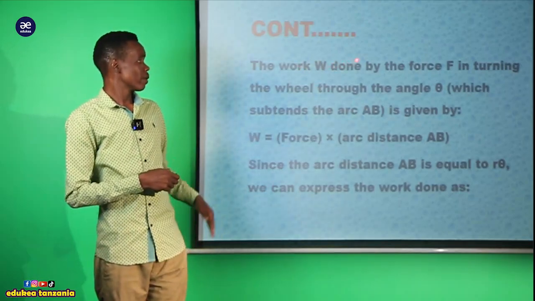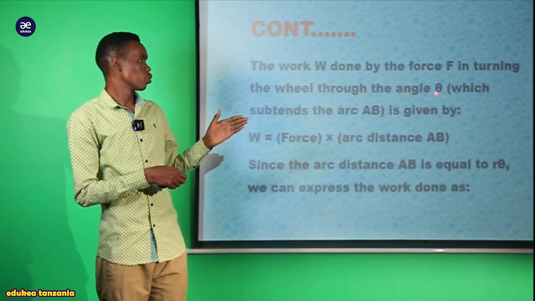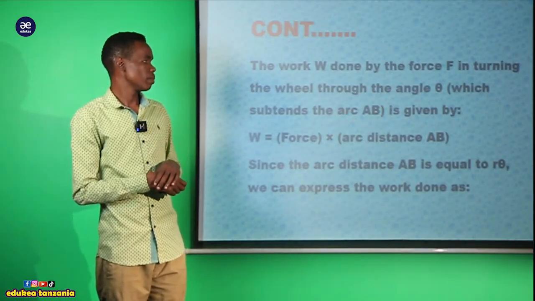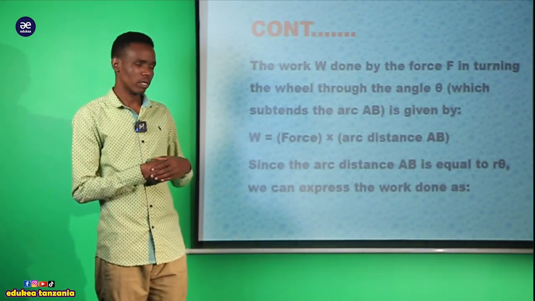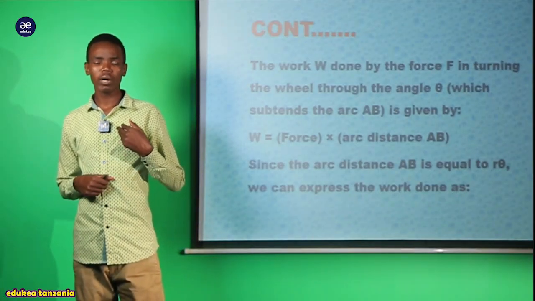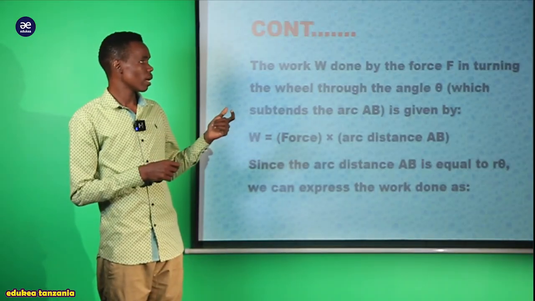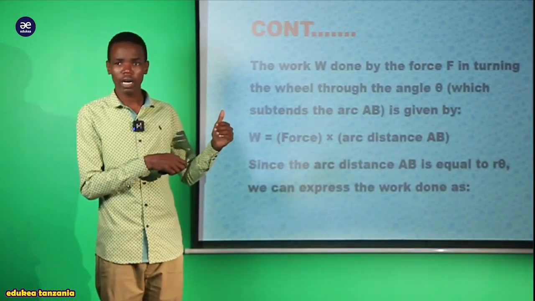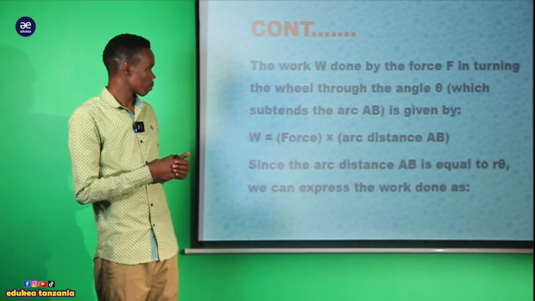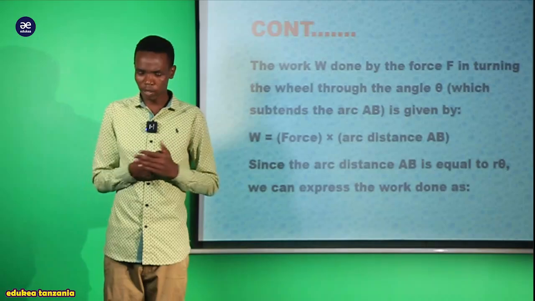That the work done by the force F in turning the wheel through the angle theta, which is subtended by the arc AB, is given by W here. So we can say that the work done by the force F in turning the wheel through the angle theta subtended by the arc here is given by this one. How can we get the work done?